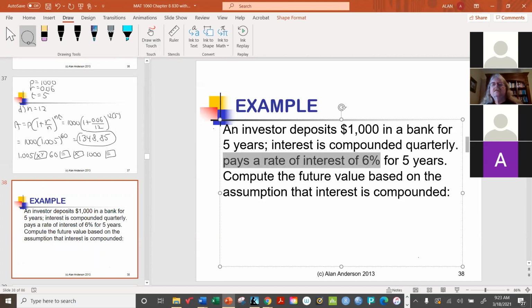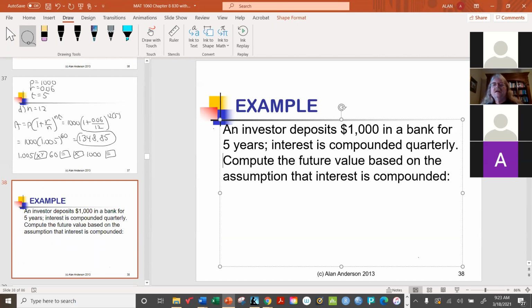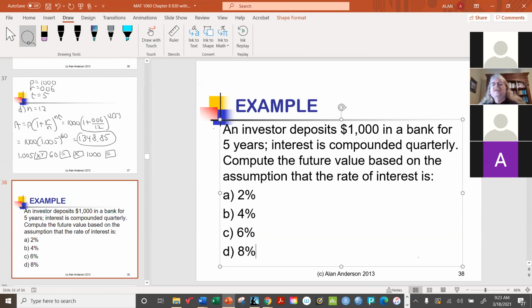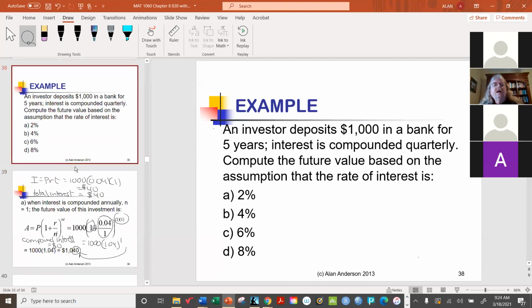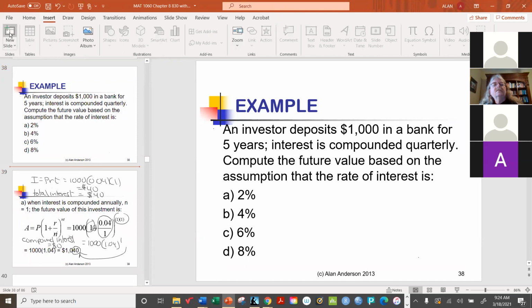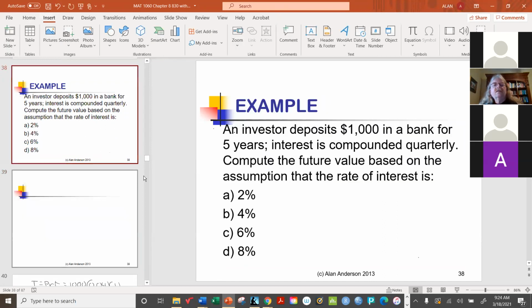Compute the future value of the sum based on the assumption that the rate of interest... okay, so this time we'll have four different rates of interest. So instead of changing the compounding frequency, let's change the rate of interest. Now, clearly, as you could probably guess, each time I raise the rate of interest, the value that I end up with should go up. The question is how much? All right, so let's start with that one and we'll see what we get.